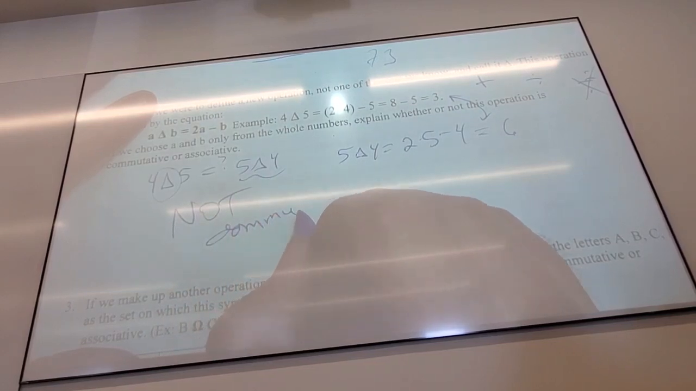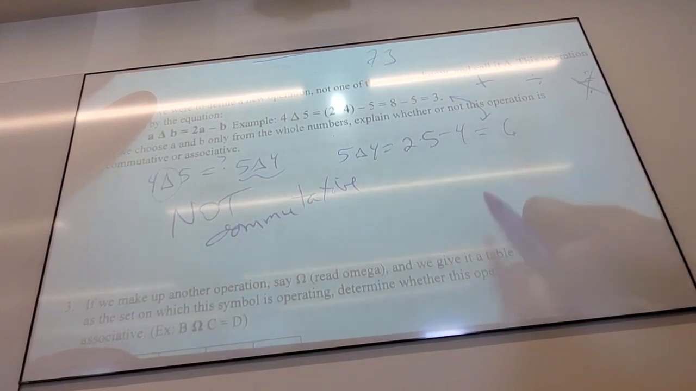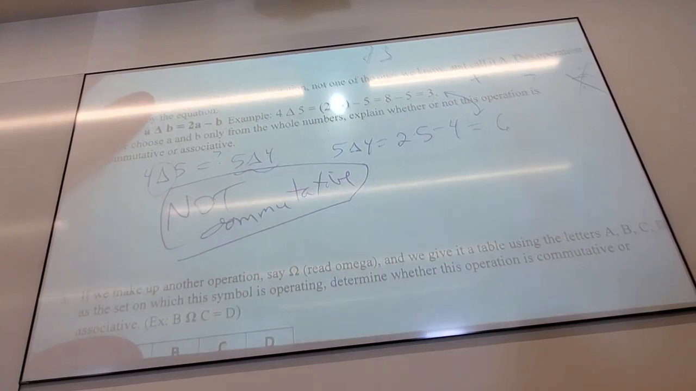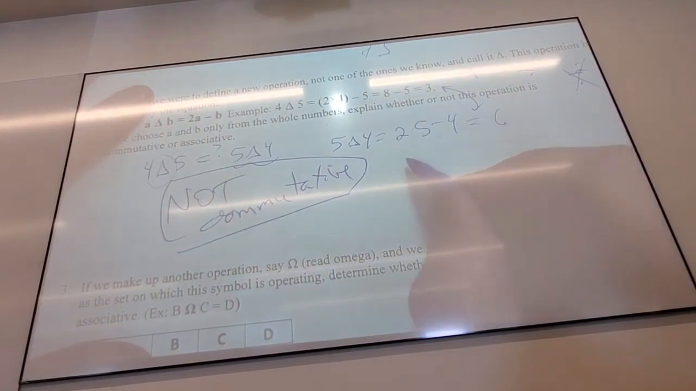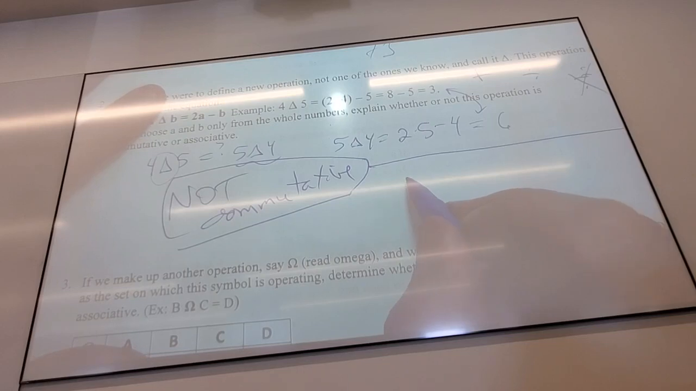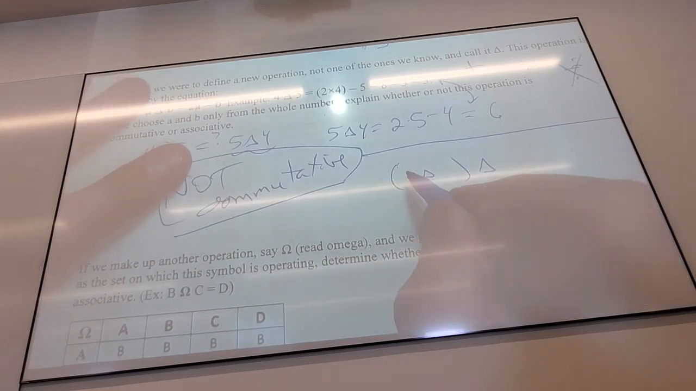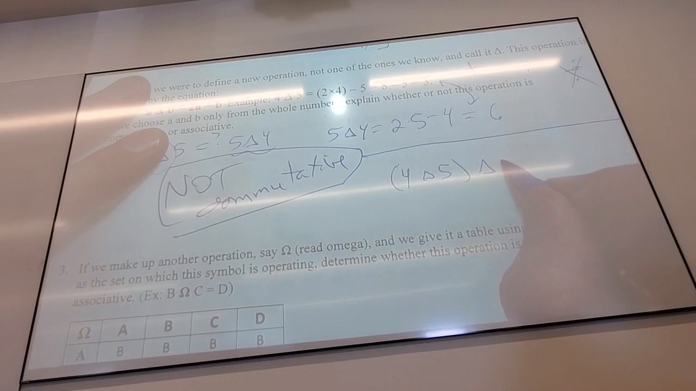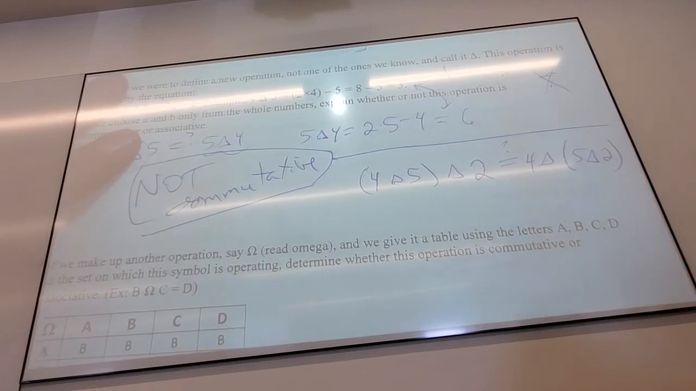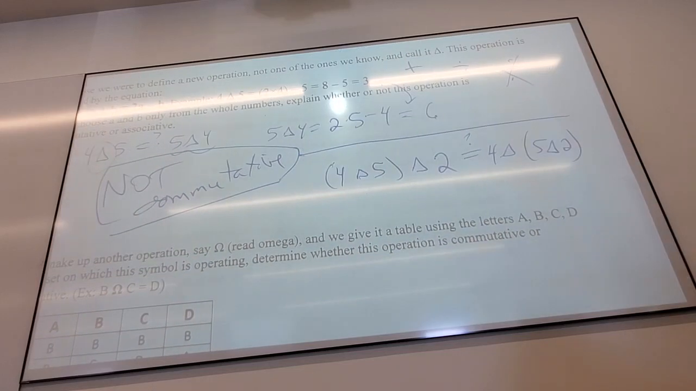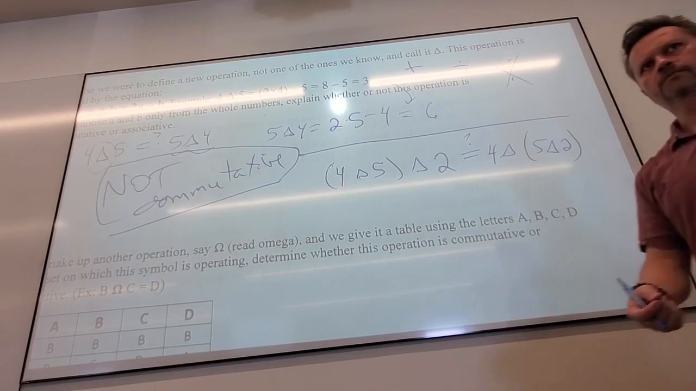What am I going to need to figure out if it's associative? What's the least number of numbers I need to check to see if it's associative? 3. So I want to check, for example, since I already got 4 and 5, let me do 4, 5, 2. Is this the same thing as 4 delta 5 delta 2? That is how to check to see if something is associative.